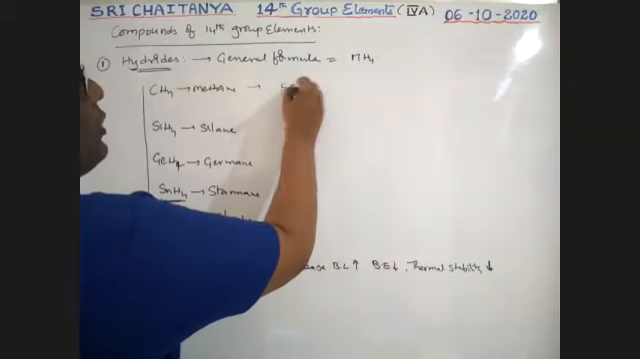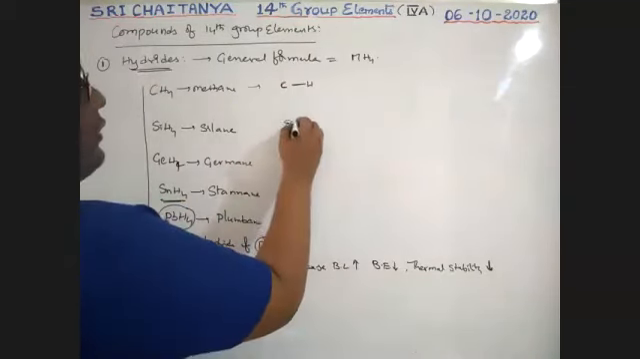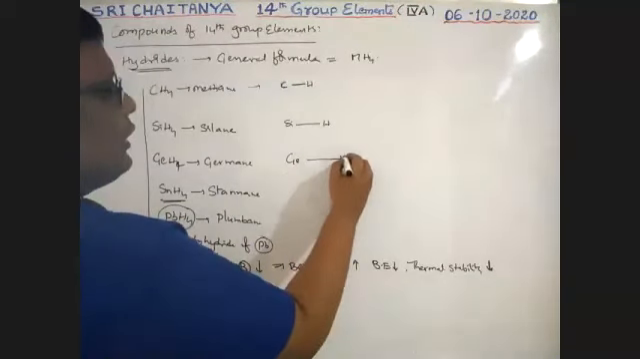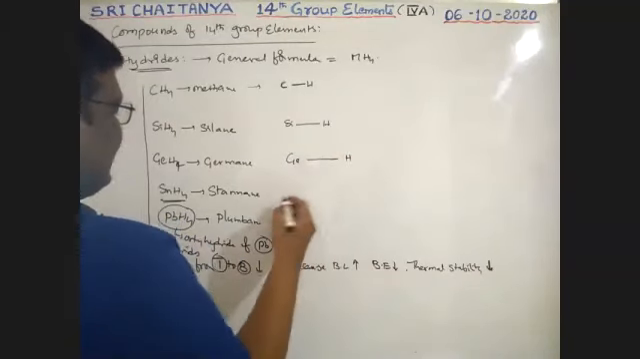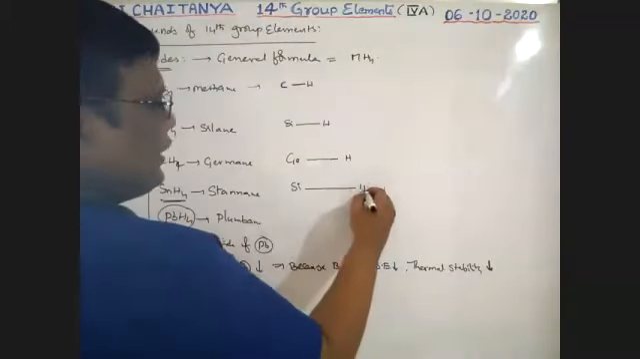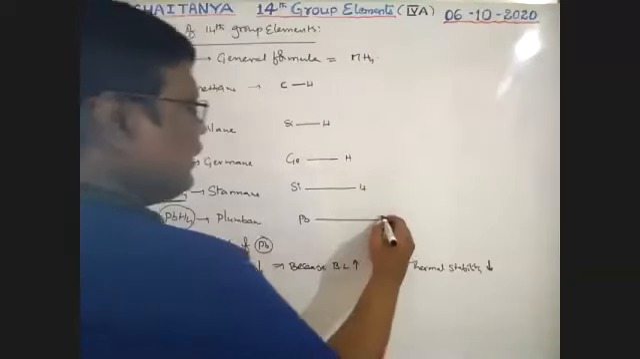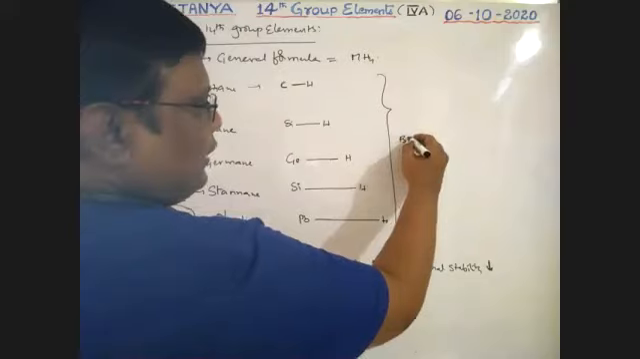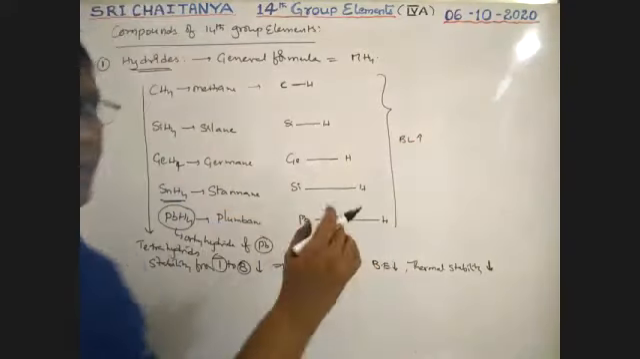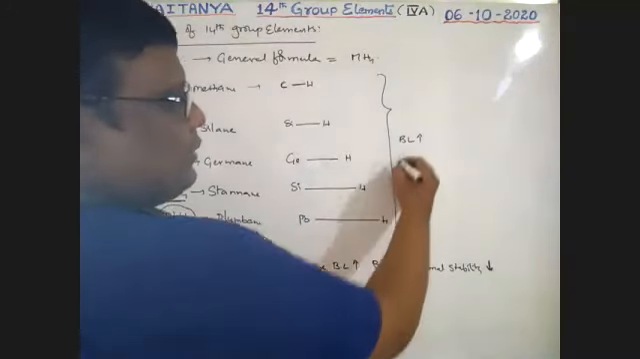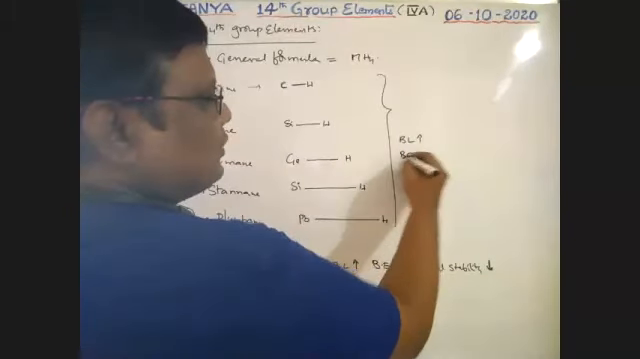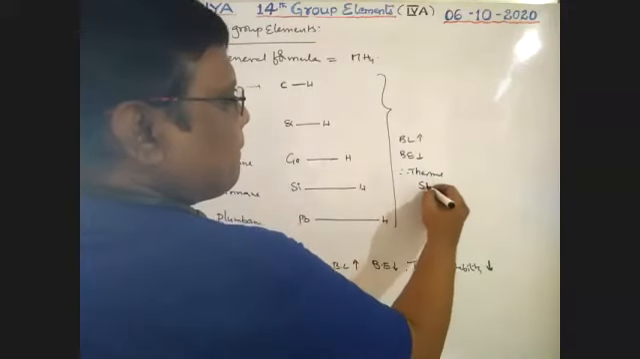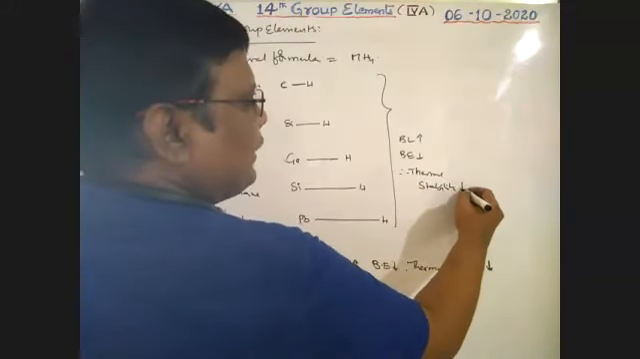Carbon with hydrogen, a strong bond. Silicon with hydrogen, a little bit more. Germanium with hydrogen, a little bit more distance. The bond length increases a little bit, and for lead a little bit more. That means from top to bottom, bond length increases. That means it is easy to break. Easy to break means bond energy decreases. That means thermal stability decreases.